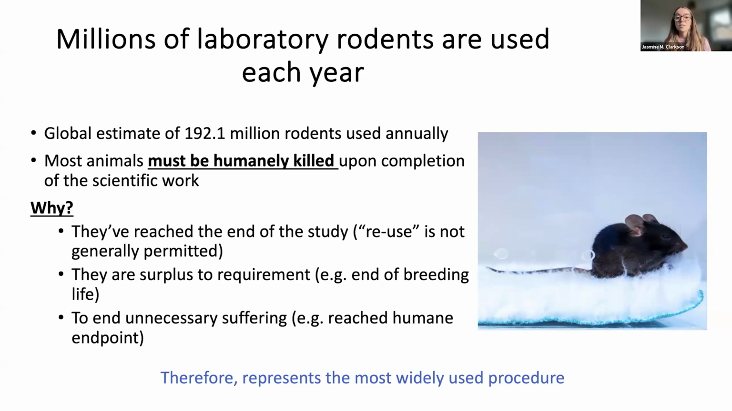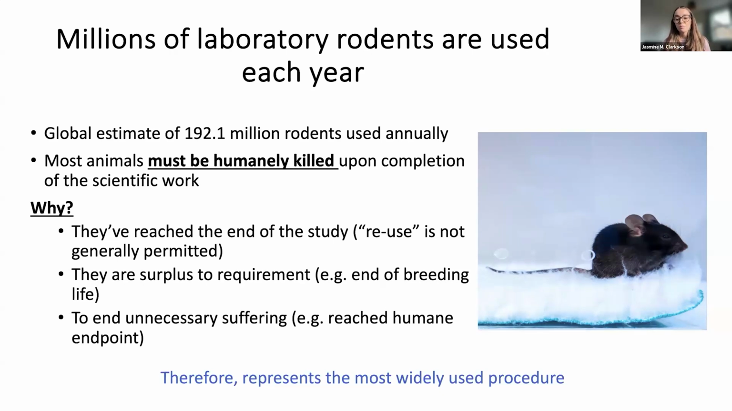Often it's because they've reached the end of the study, and therefore scientists need their tissues, for example. But also generally, at least in the UK, reuse is not really permitted without special permissions. It can also be because they're surplus to requirement, such as at the end of their breeding life, or if you have a breeding colony, you might have an undesired genotype, so often they do get killed at the end. And also it can be to end unnecessary suffering, for example if we have reached a humane endpoint.